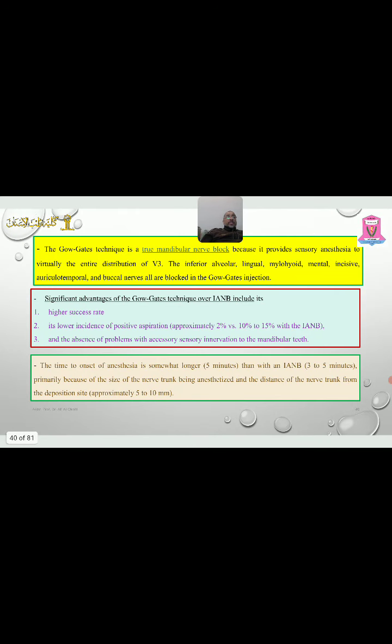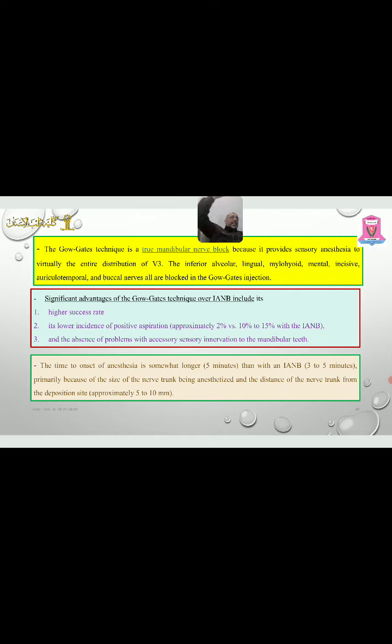Go-gate technique is a true mandibular nerve block because it provides sensory anesthesia to virtually the entire distribution of V3 اللي هو المانديبولار branch. The inferior alveolar nerve, lingual, mylohyoid, mental, incisive, and auriculotemporal, and the buccal nerves all will be blocked by the go-gate injection. Significant advantages of go-gate technique over the inferior alveolar nerve block include higher success rate, lower incidence of positive aspiration, and the absence of problems with accessory sensory innervation of the mandibular teeth.